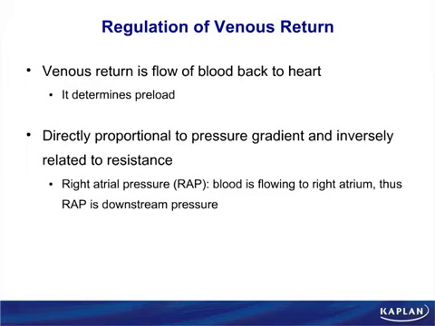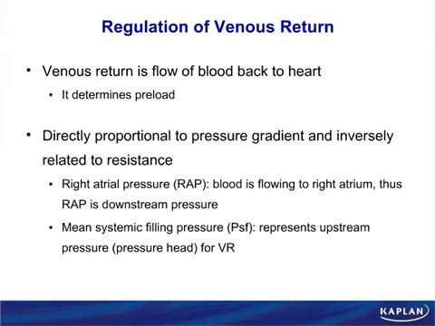All right, now here's the big key. What's the upstream pressure? Mean systemic filling pressure. All right, mean systemic filling pressure is the pressure head driving venous return. And again, mean systemic filling pressure is that pressure when there's no flow. So for venous return, pressure flow resistance, we have to have a pressure gradient. And the pressure gradient is PSF minus right atrial pressure. Let's continue on with that idea.